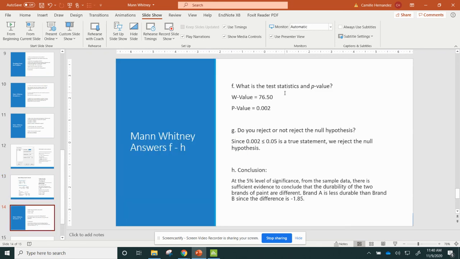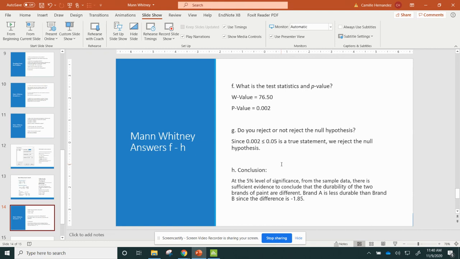Okay, so I've got my test statistic and my p-value. Since my p-value is 0.002 and it's less than my level of significance, I'm going to reject my null. That means the medians are not equal. So at the 5% level of significance for the sample data, there is sufficient evidence to conclude that the durability of the two brands of paint are different. Brand A is less durable than brand B since there's a difference of negative 1.85.